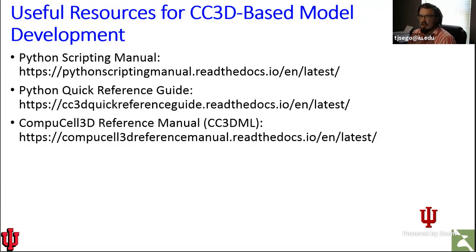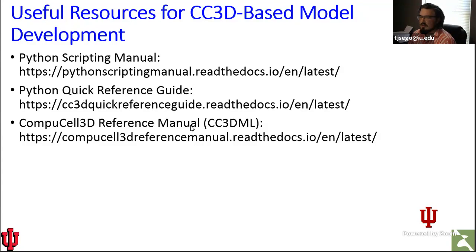Very briefly, the first manual listed here is as its name says: a scripting manual for CC3D Python. So for any questions about what's available and built in with CC3D for doing model specification in Python, this is the manual to reference. The second item is the Python Quick Reference Guide. This is sort of a cheat sheet that we put together for very common tasks. So this is something to keep in the background at all times when doing very basic things.